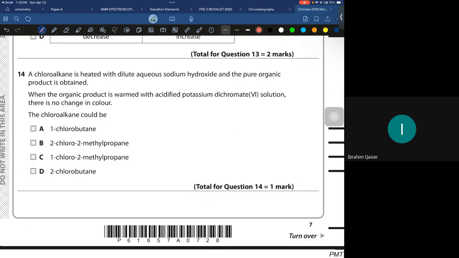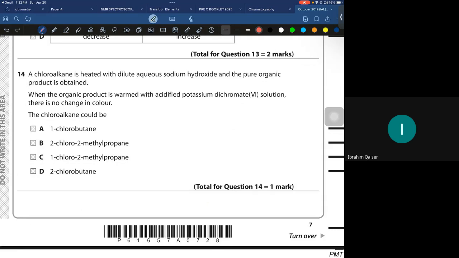Question 14. A chloroalkane is heated with dilute aqueous sodium hydroxide and the pure organic product is obtained. When the organic product is warmed with acidified potassium dichromate solution, there is no change in color.